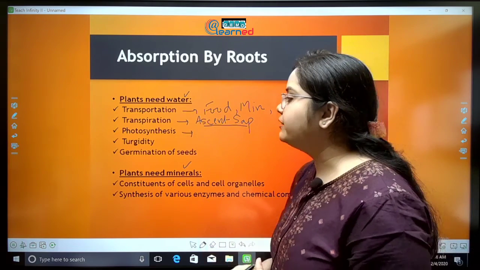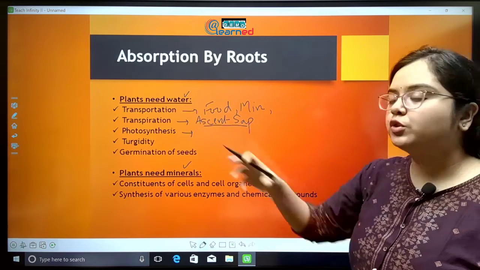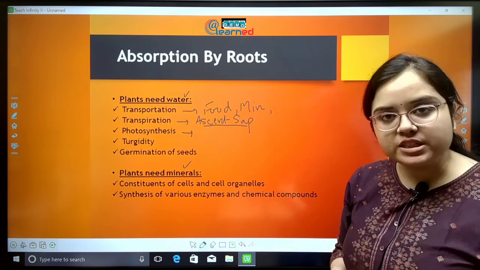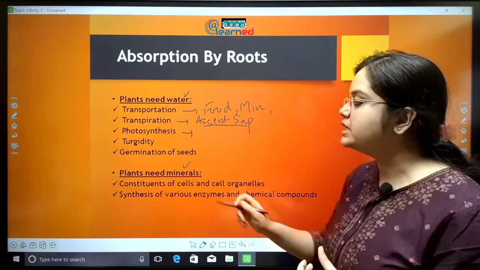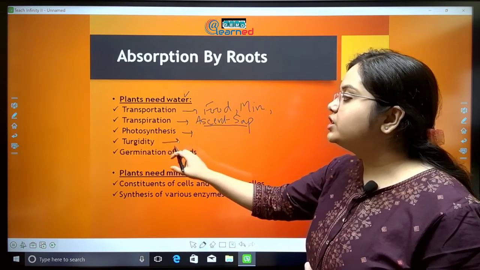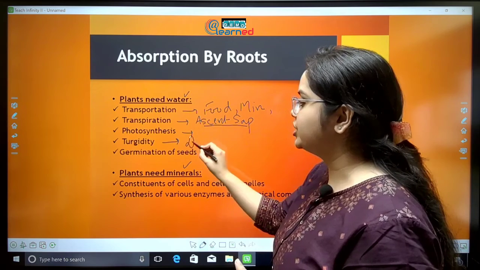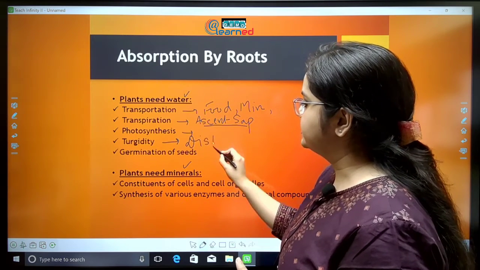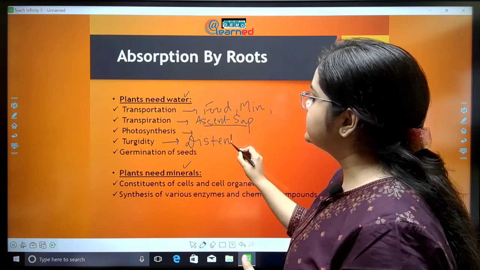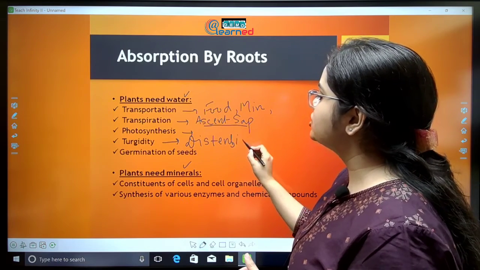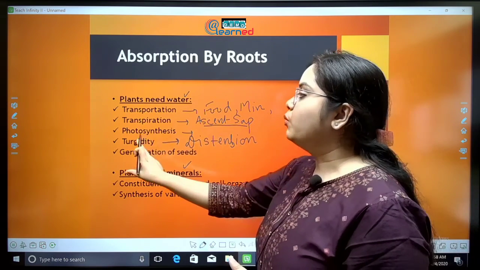In this way ascent of sap is taking place. Photosynthesis is the third one. We need water for photosynthesis. It is one of the raw materials for photosynthesis in order to make food. Then water provides turgidity to the cell. What is turgidity? Turgidity is the distension of the cells. Cells get distended because of the presence of water in them.